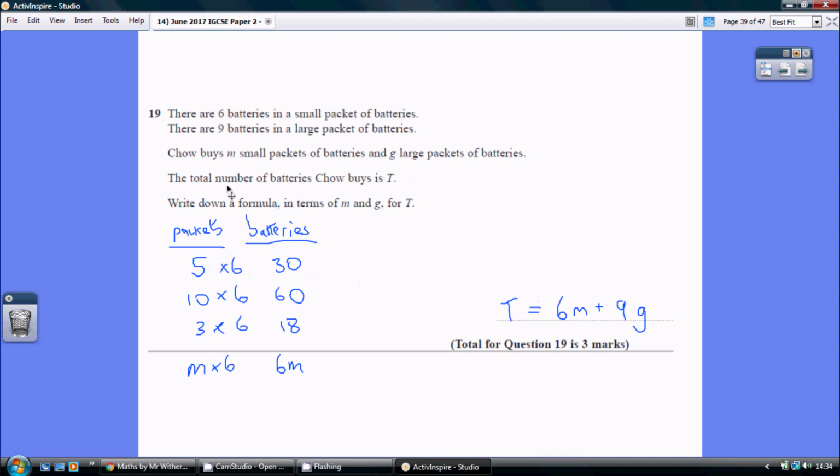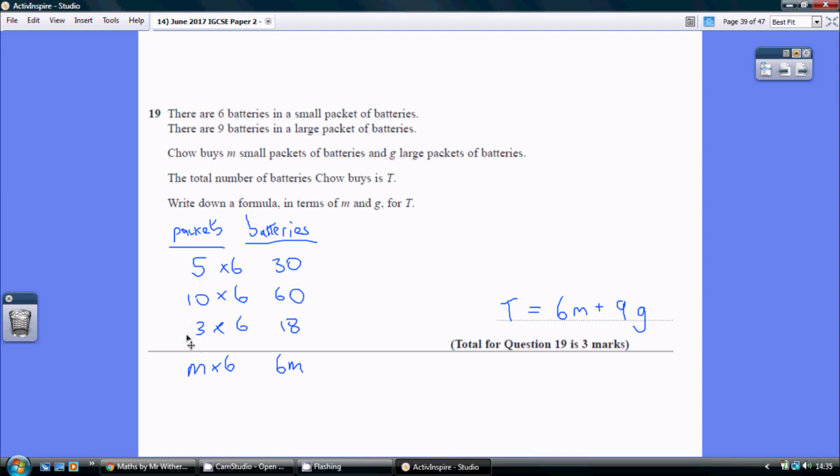Let's just think about the small packets. Well, we've got 6 batteries per packet. So if we bought 5 packets, and there are 6 batteries in each, how do we work out the number of batteries? We just say 5 times 6 equals 30. If we had 10 small packets, 6 batteries in each, we do 10 times 6 equals 60.